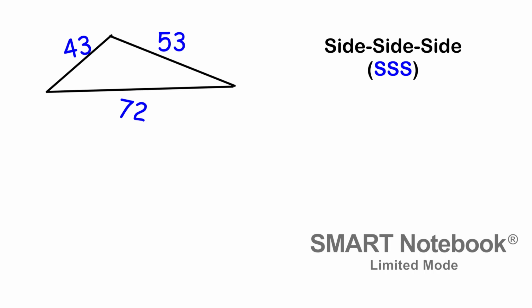First example we have is this triangle here that is a side side side triangle. I know it's side side side because I've got all 3 of the sides here, 43, 53, and 72, which means we should be able to use Heron's formula.